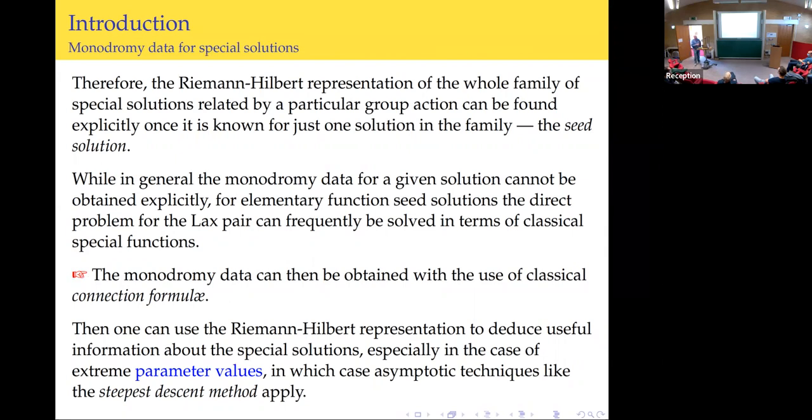So generally speaking, it would be a hard problem to write monodromy data down because it requires solving the linear differential equation and extracting information about its solutions. It's a non-constant coefficient problem, generally speaking. So generally we can't get the monodromy data.